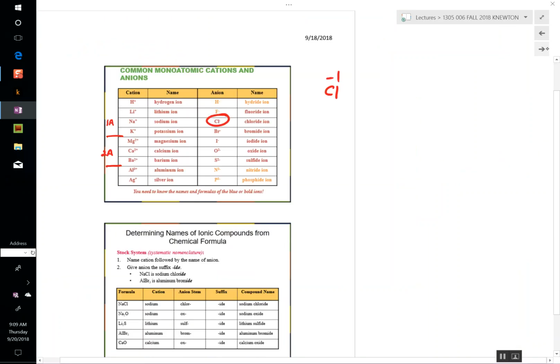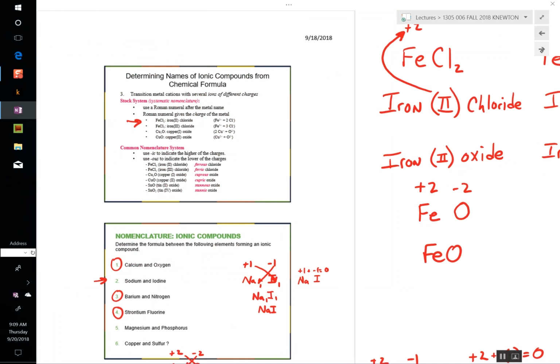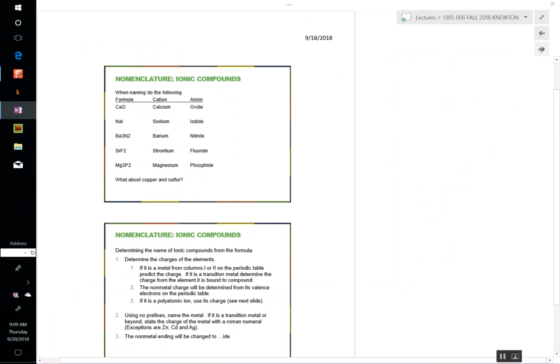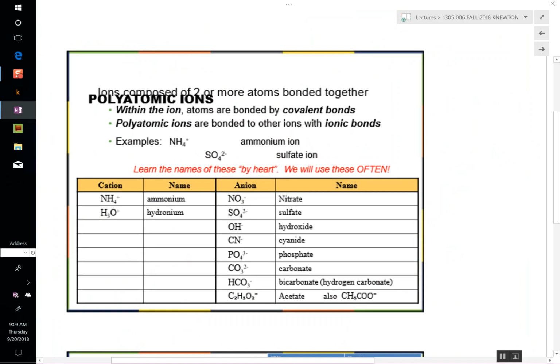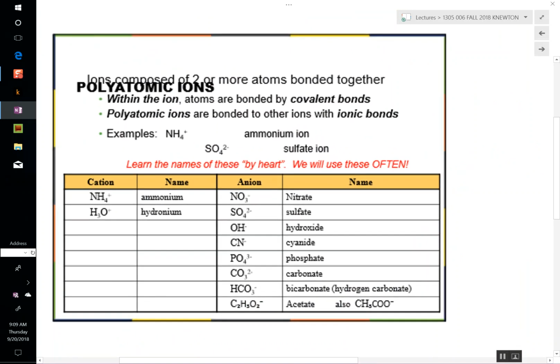Okay, now let's get to one other key chart so that you could start understanding what to do with that. That's this chart. There are such things as polyatomic anions and cations. They're very common.